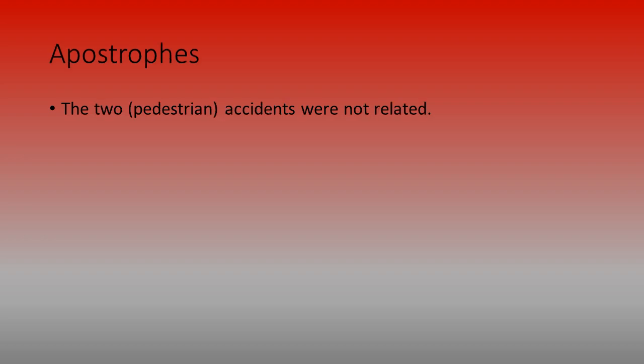Apostrophes. The two pedestrian accidents were not related. So we're talking about two pedestrians. So the two pedestrians' accidents were not related because there are two, you make the word plural first because there are two of them, and then make it possessive.